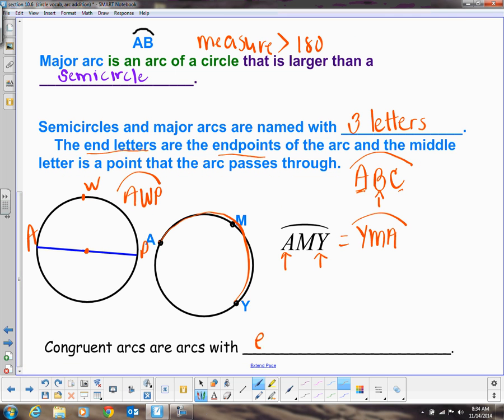Congruent arcs are arcs with equal measure. Just like congruent segments are segments with equal measure. Angles are angles with equal measures. Congruent arcs are arcs with equal measures.